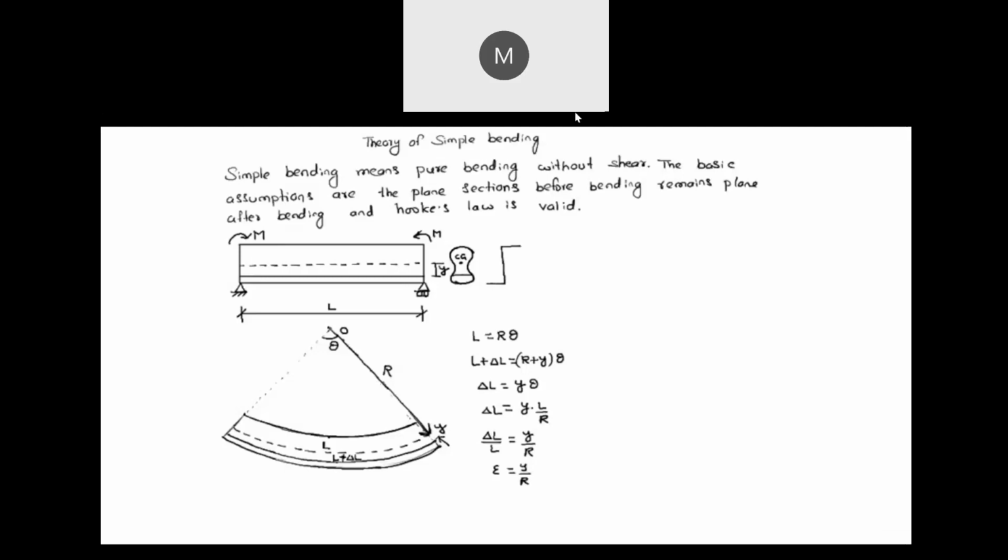Strain. The layers below the neutral axis get elongated. That's why tensile strain will be there at the bottom side, and at the top side compressive strain will be there. Top compression, bottom tension. If you take compression as positive, tension will be negative. So this is the strain diagram. Strain is directly proportional to y, where y means distance from neutral axis. So the outermost fiber has maximum strain, and at neutral axis, zero strain.